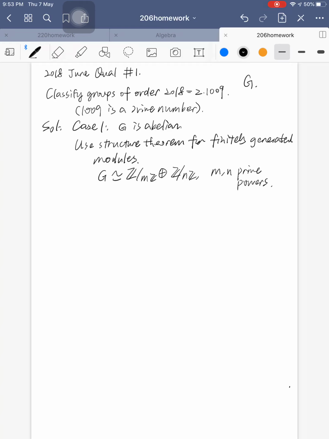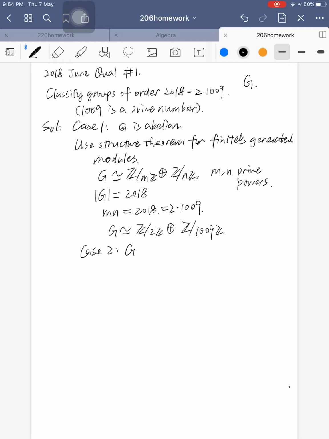However, we know that the cardinality of G is 2018, so it means that M times N should be 2018. And this really leaves no more choices for M and N. So we know that G is isomorphic to Z mod 2Z, direct sum with Z mod 1009Z. So this is the case that G is abelian.